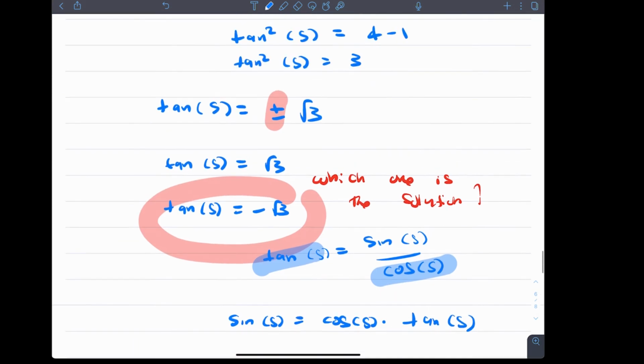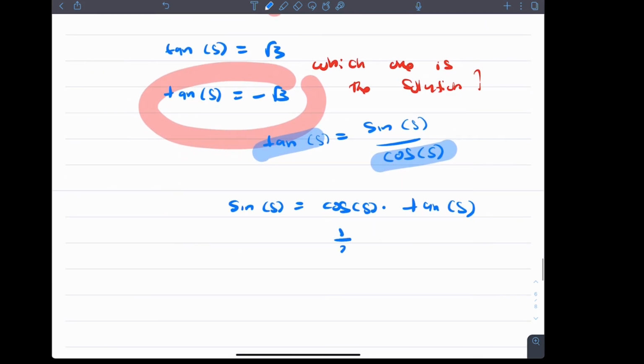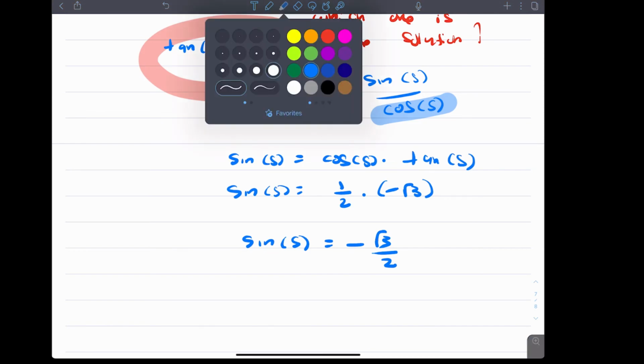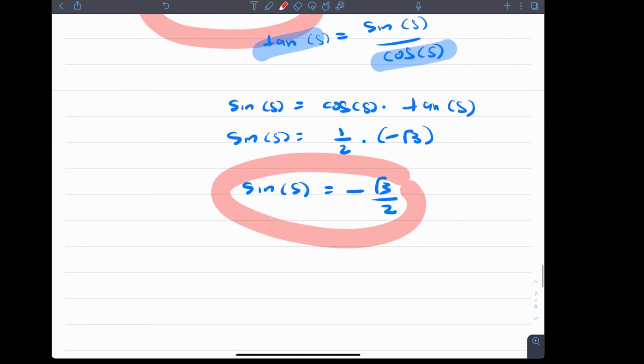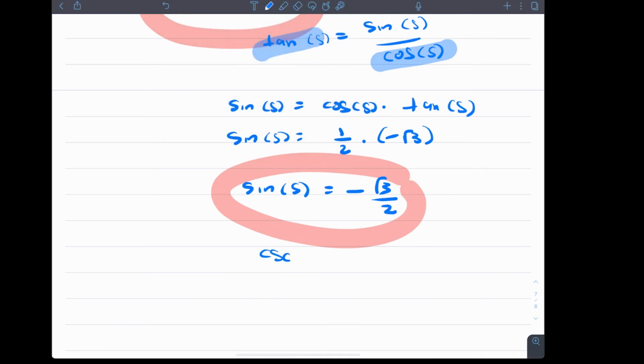So what was cosine again? They told us cosine is what? 1/2? So this is 1/2. And what was tangent? Negative square root of 3? So it looks like sine here is negative square root of 3 over what? 2. And if I have sine, I have what? Cosecant.